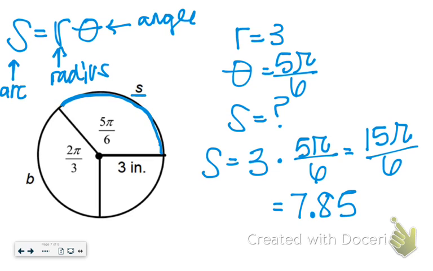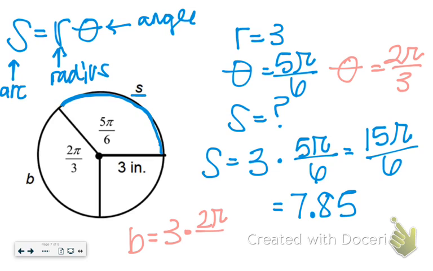Okay. We could do the same thing and solve for B. This time with B, though, our angle measure is going to be different. The radius is the same, except our angle measure this time is going to be 2 pi over 3. So B equals 3 times 2 pi over 3. And then those 3's are going to cancel. So we're left with B equals 2 pi, which is 6.28.